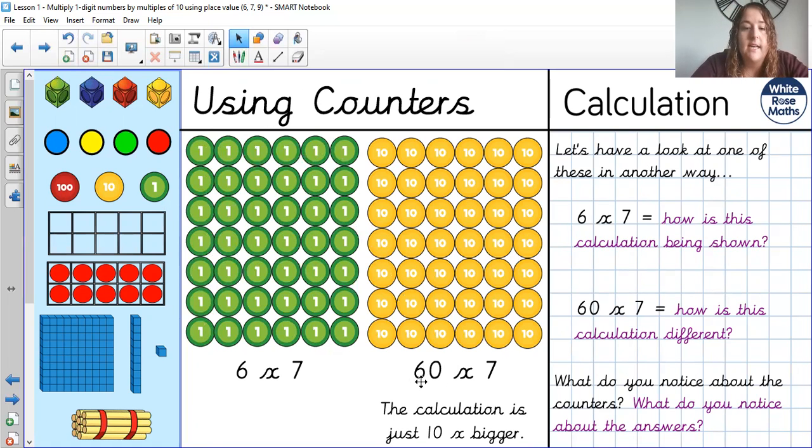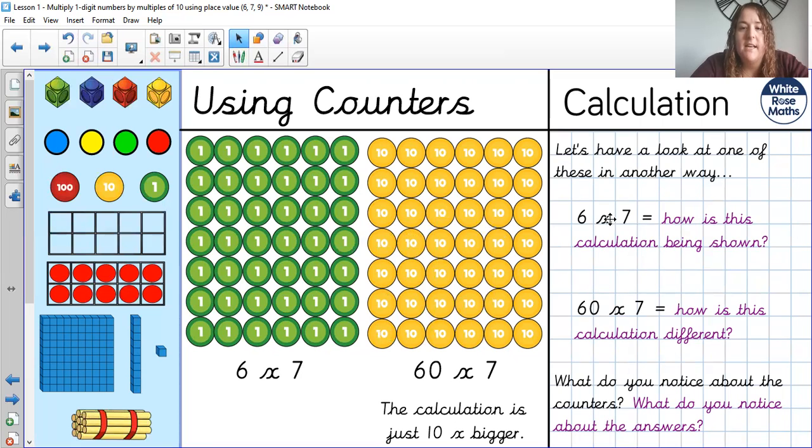Then on the right hand side here, I've got 60 times 7. And again, I've got 1, 2, 3, 4, 5, 6 along the top and 1, 2, 3, 4, 5, 6, 7 down the side. But they are tens. They're not ones counts anymore, they're tens. So I've got 60 lots of 7. This calculation, therefore, is just 10 times bigger.